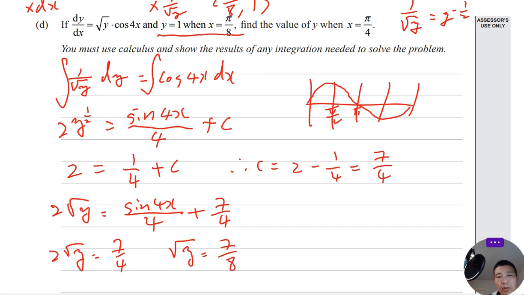So to get rid of the square root, what do you do? You square both sides. Hence, y equals 49 over 64, isn't it? Should be the answer.